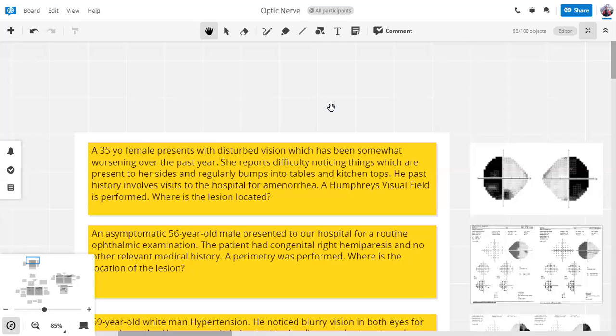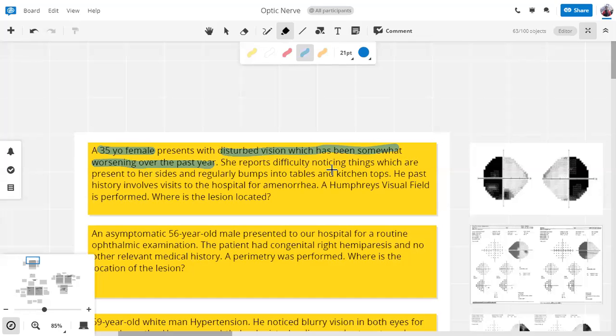So what is important in our first case? Let's see. The first important thing, like always, is the age of the patient. It tells us a lot about symptoms and it's a very important thing to know. So she's a 35-year-old female. She presents to us with disturbed vision, which has been somewhat worsening over the past year. So there's a gradual disturbance in vision. Okay, it tells us there's something gradual.